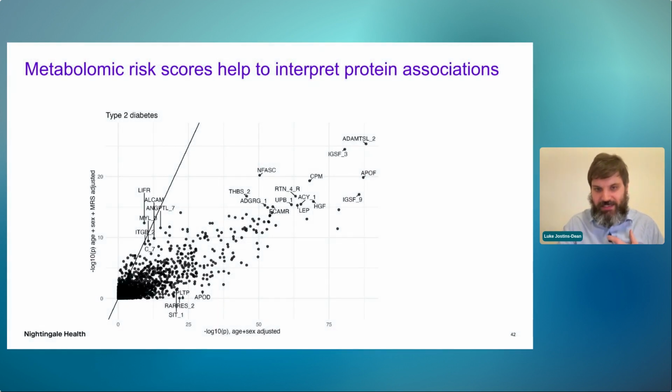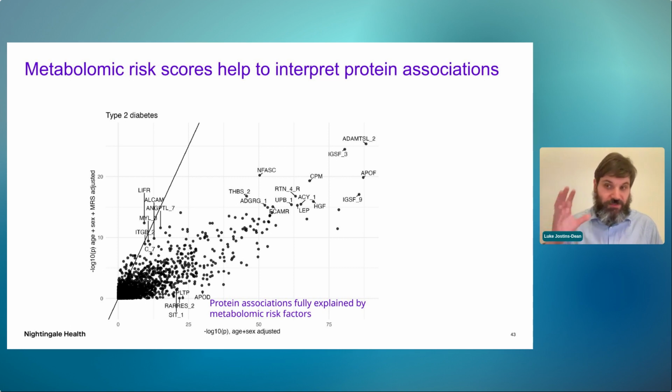On the x-axis is the p-value of association between various protein levels and the risk of future type 2 diabetes. And on the y-axis is the same analysis, but conditional on the full set of metabolites. So this is saying, what is the effect of proteins after you condition on the risk due to metabolites? And you can see various different groups. You can see down the bottom proteins where the association goes away. These are explained by metabolic associations.